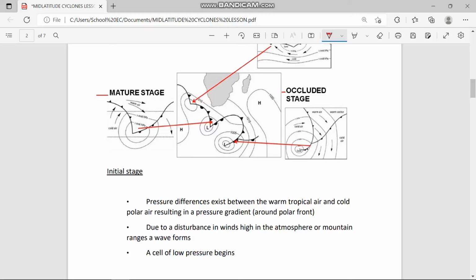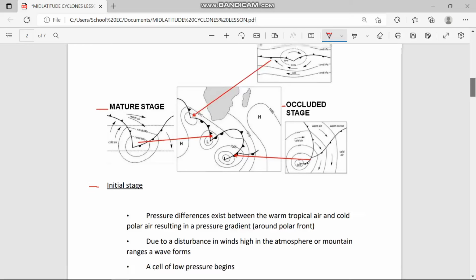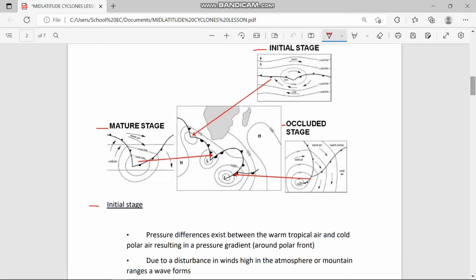So for the initial stage, pressure differences exist between the warm tropical air and the cold polar air. The warm tropical air is the air that is brought by westerlies. Westerlies come with warm air from 30 degrees south of the equator and north of the equator as well. Those are the westerlies moving southwards as westerly winds, to join the cold polar air, resulting in a pressure gradient around the polar front.